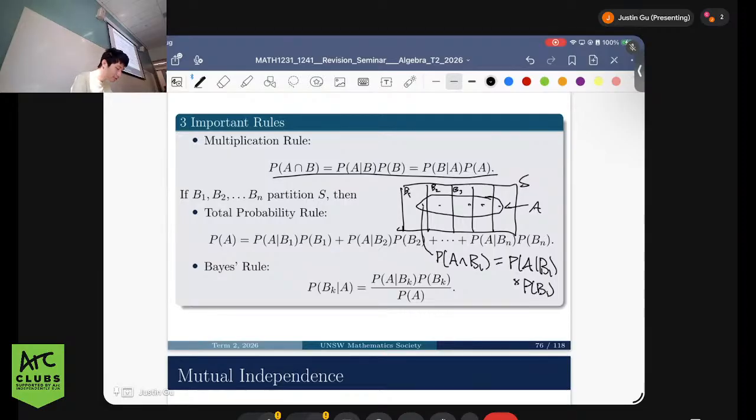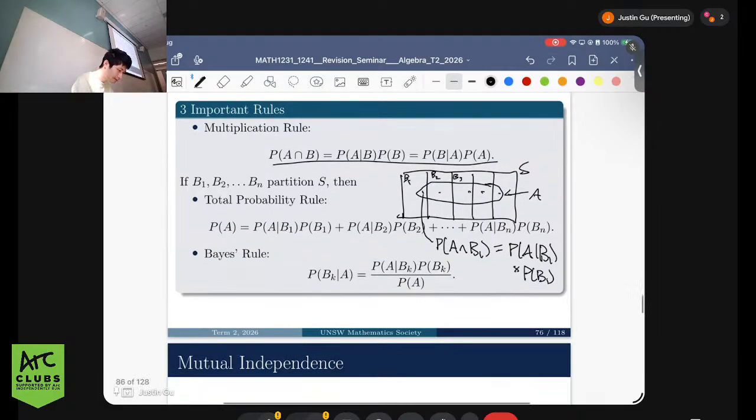And you also have Bayes' rule, which you can derive from above. The probability of B given A is the probability of A given B times the probability of B, divided by the probability of A. Sorry, that's a bit of a mouthful, but you can just derive it from what we have up here.